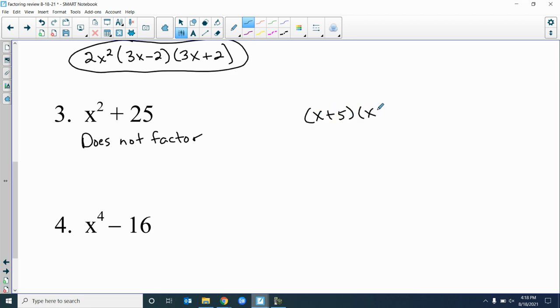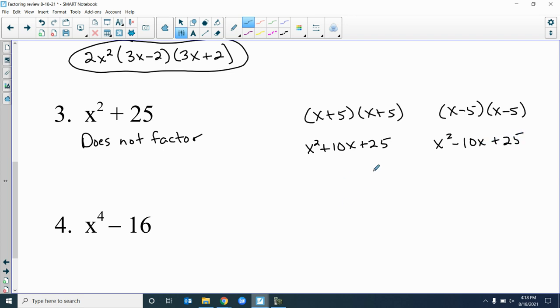Most people will say, what about x plus 5 times x plus 5? Well, if you FOIL that together, you'll get x squared plus 10x plus 25, which is not equivalent to the original one. Then some people will say, what about x minus 5 times x minus 5? Well, if you FOIL that together, you get x squared minus 10x plus 25. So both of those will give you a middle term.